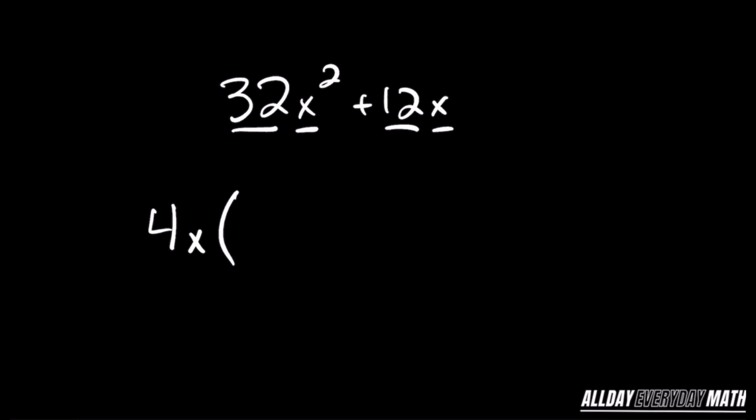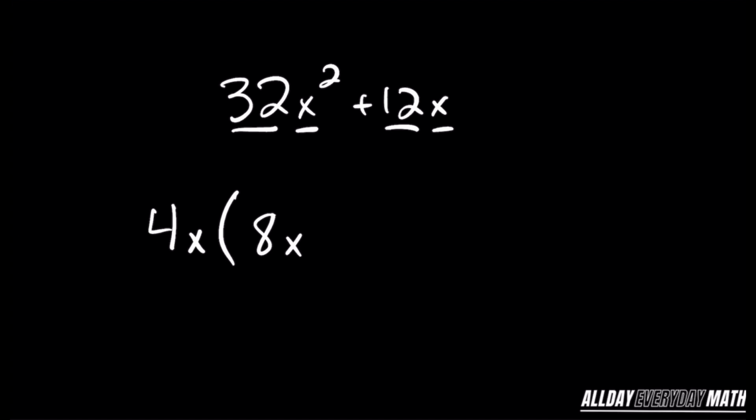Okay, and then from there, we're going to write in the rest of our expression in our parentheses. So 4x times what would get us back to 32x squared? Well, obviously 4 times 8 is 32. And then x times what is x squared? Well, obviously itself, x times x is x squared. So we're going to put an x right there.